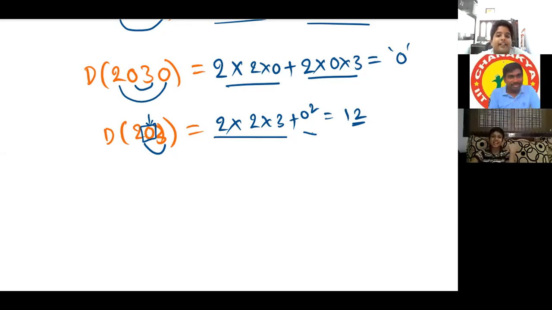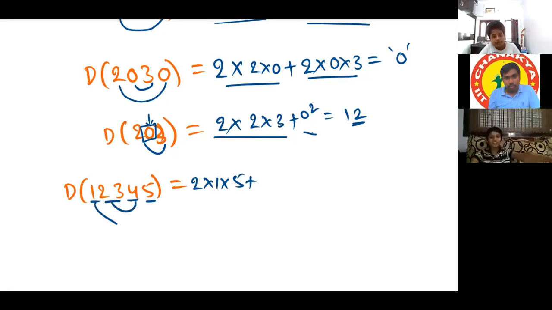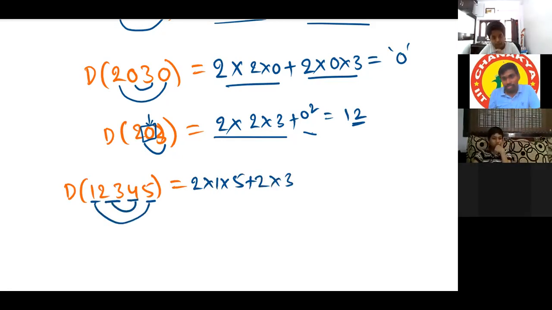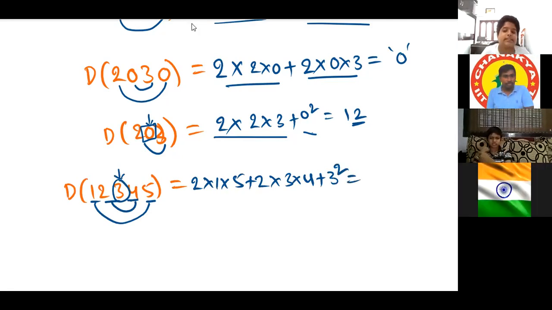Shall we take a 5-digit number? 1, 2, 3, 4, 5. First 2 pairs, last 2 pairs, and the middle one. 2 into 1 into 5, plus 2 into 2 into 4, plus 3 square. If we have only one digit, we have to square it. If we have 2 digits, again we have to do the same process. Understood the duplex concept?